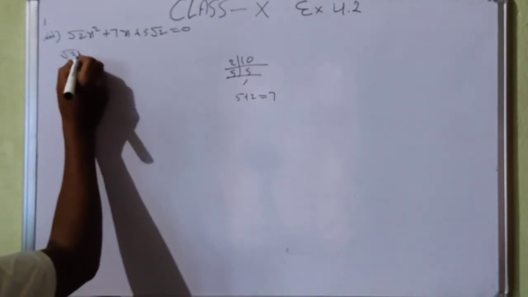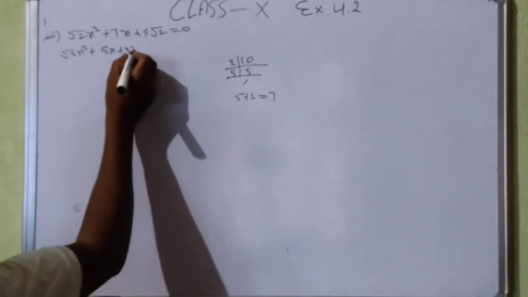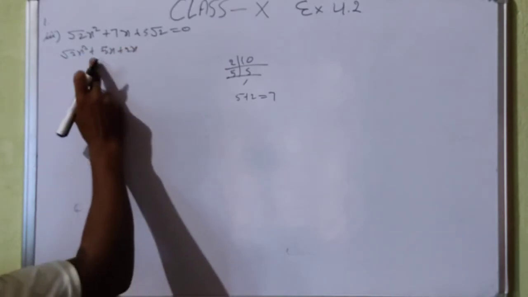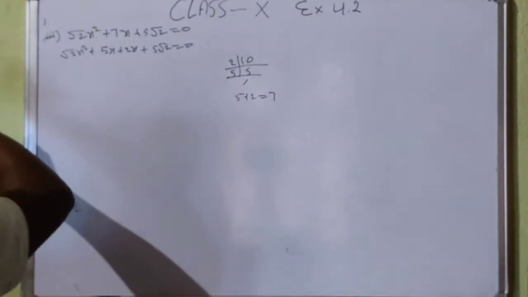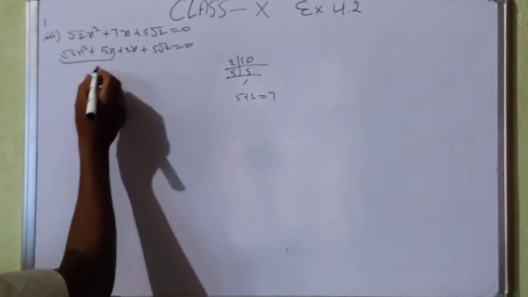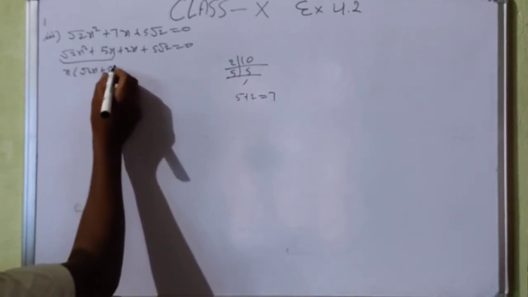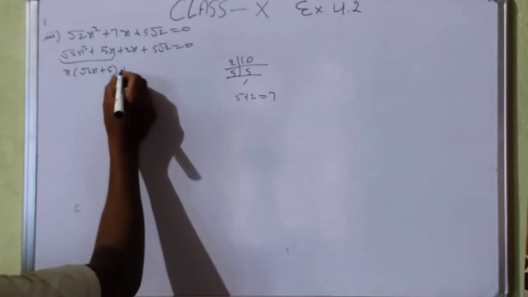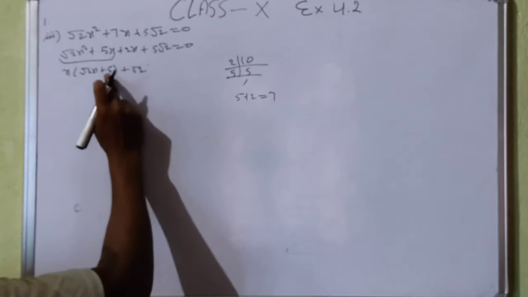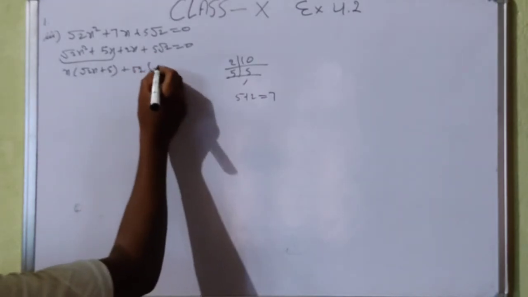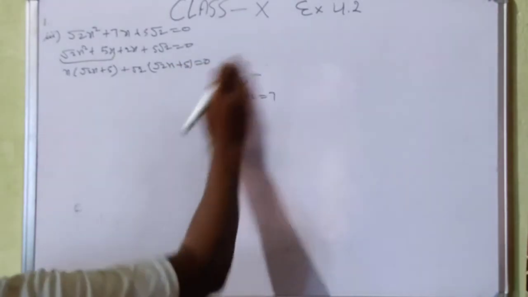Now, under root 2 x square plus 5x plus 2x. Again we have not written a bracket here because that is a plus. Plus 5 under root 2 is equal to 0. So here the common is x, so under root 2 x plus 5, or here common will come under root 2, because under root 2 is here, and we need 5 here. So under root 2 x plus 5 is equal to 0.